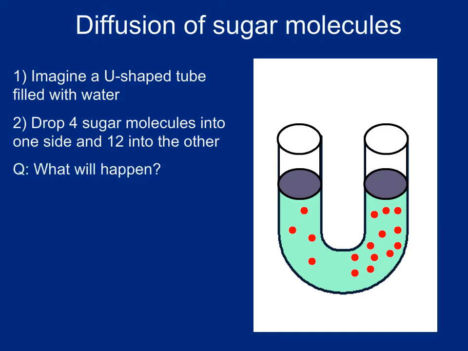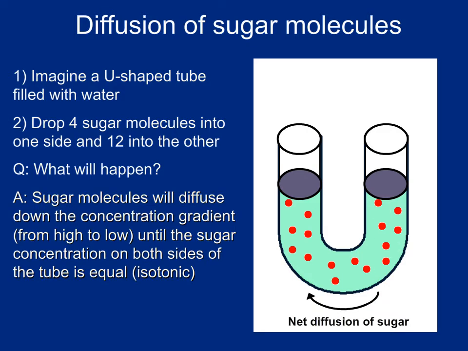So the question now is, what's going to happen? Well, remember back to the principles of diffusion. Basically, diffusion is the movement of a substance from an area of high concentration to an area of low concentration. So the sugar was initially more concentrated on the right side of the tube than it was on the left side of the tube. And what this means is that the sugar will diffuse from the right side, where it's more concentrated, to the left side, where it's less concentrated. And this net diffusion will occur until we reach equilibrium, that is the point in which the sugar is equally distributed throughout all parts of the tube. Now remember, once this equilibrium occurs, that doesn't mean that the molecules stop moving, but only that they move equally in opposite directions.